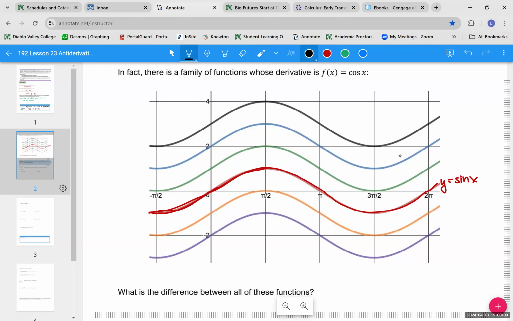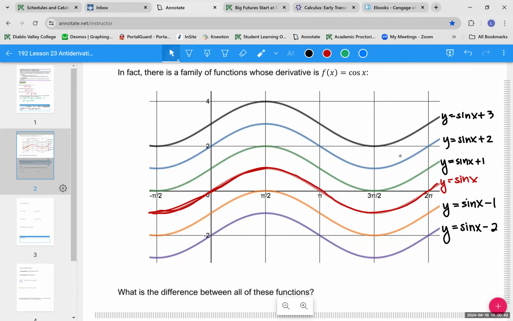So I could write equations for all of these. This would be y equals sine x plus 1 or sine x plus 2. You get the idea. And this is, of course, not every single answer, because we would be here all day if we tried to write every single one of them out. But it's just a handful of the functions that are in that family of antiderivatives of f of x equals cosine x.